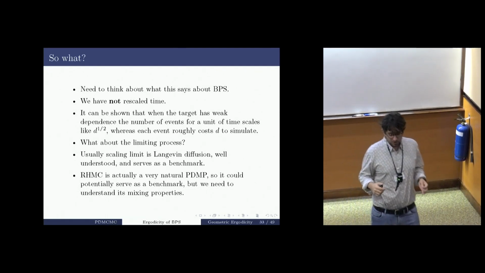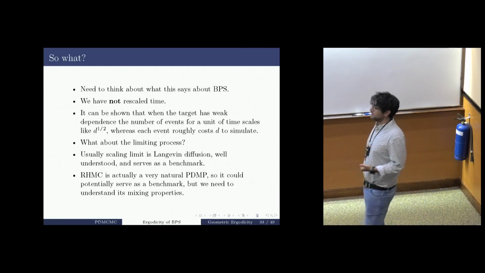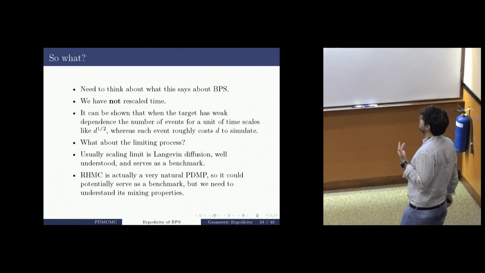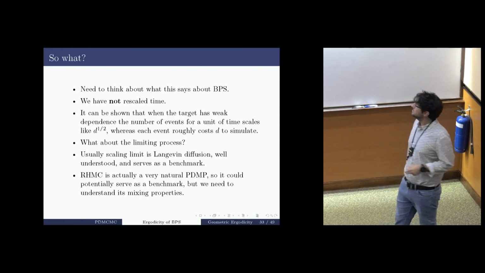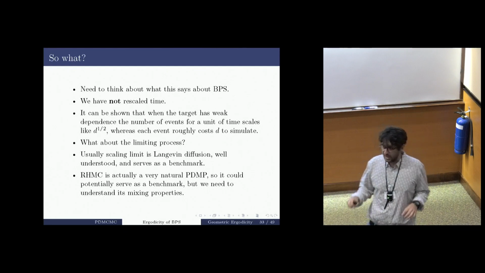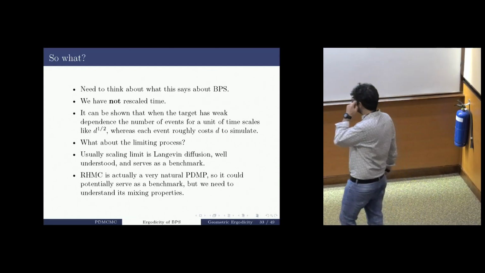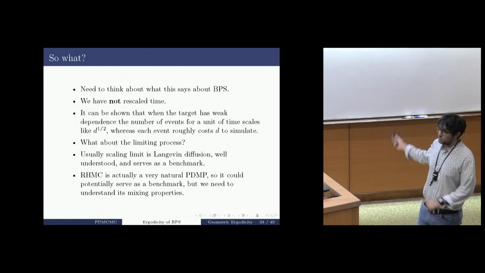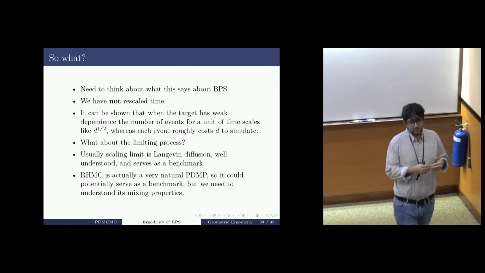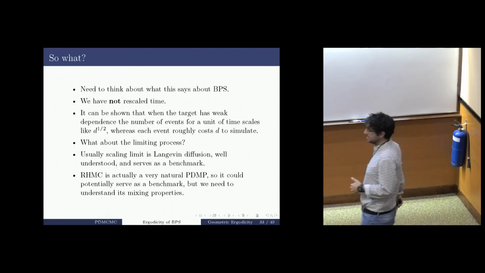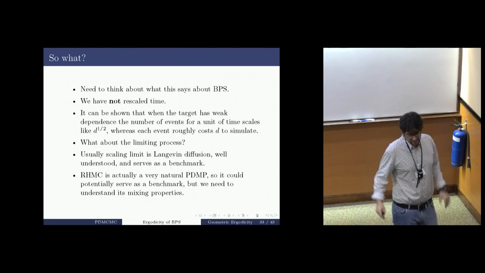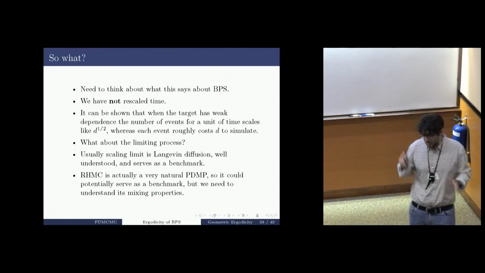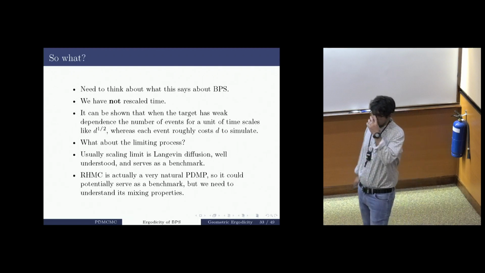Now, we need to think about what this is saying about BPS. We haven't rescaled time. The number of events with a Gaussian velocity scales like the square root of d. Each event costs roughly d to simulate, so potentially it's saying that the scaling is of order d to the 3/2. Now, the problem for me in extending the reasoning from other results is that the limiting process is completely different. When you have different algorithms with the same scaling limit, then you have a benchmark to compare. And at least we know that Langevin diffusions mix super well, and under some assumptions their mixing doesn't depend on the dimension of the target, and so on and so forth.